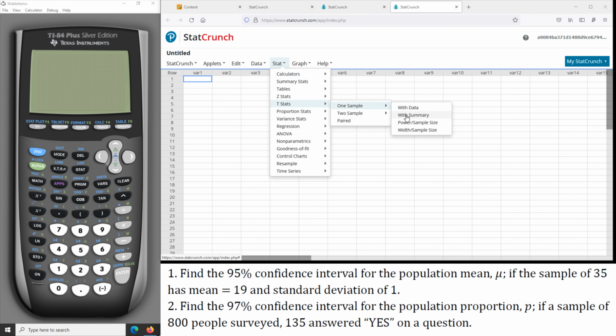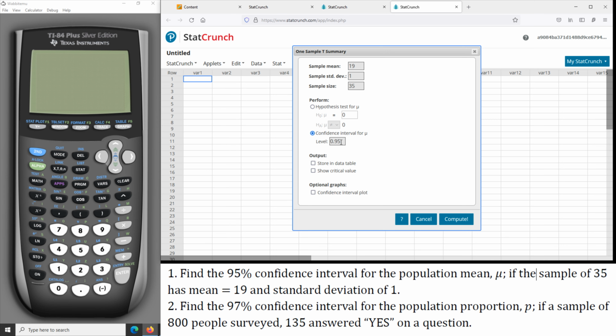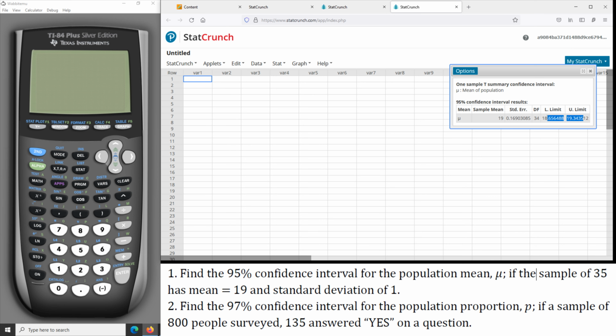For that sample, we have the summary, meaning we have the mean and standard deviation. If we choose with data, we have to use the list here. All right, use with summary. The sample mean of 19, standard deviation of 1, sample size of 35. We're not testing a hypothesis. We go to the confidence interval of 95%, and then we compute. We have the upper limit and the lower limit. So this is the confidence interval.